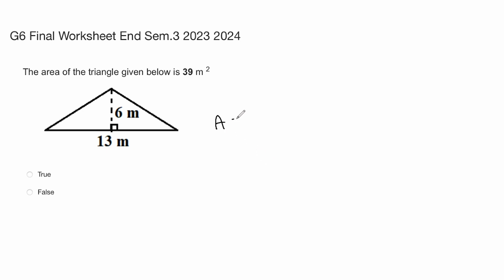The area of the triangle given below is 39 meters square. Is it right? Area equals base times height divided by 2. So it's 13 times 6 divided by 2. We can simplify. So 13 times 3 equals 39. So the answer is true.